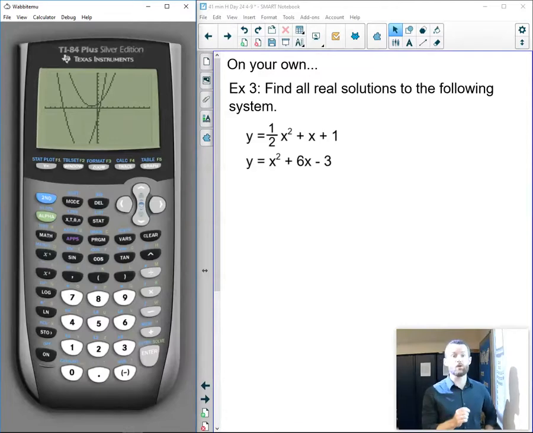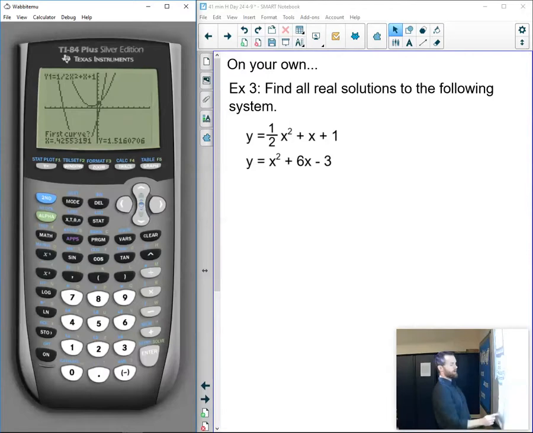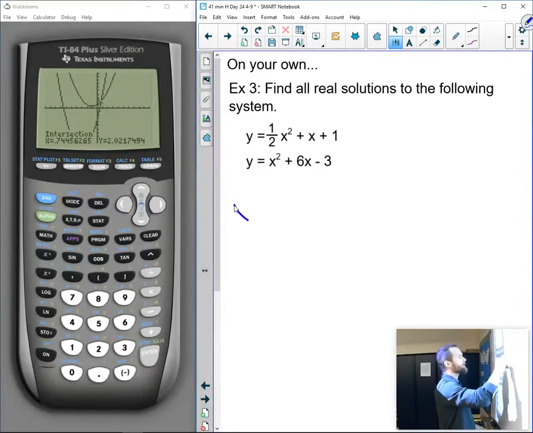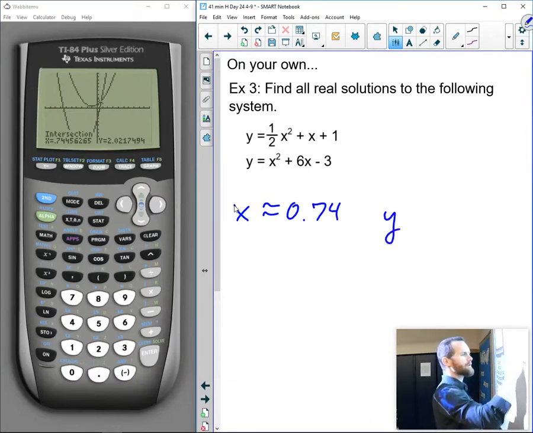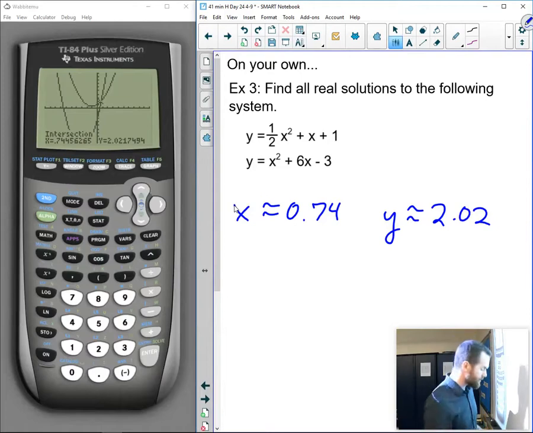Okay, this is going to be a two-solution problem. I see two intersections, or rather, I see one, but I know the second one's there. Let's find the intersection we can see. So second, calculate, intersect. I'm going to move there, hit enter, enter, enter. The first solution, we're going to have to round again. We get x is approximately 0.74. And y is approximately 2.02. All right, that's our first solution.